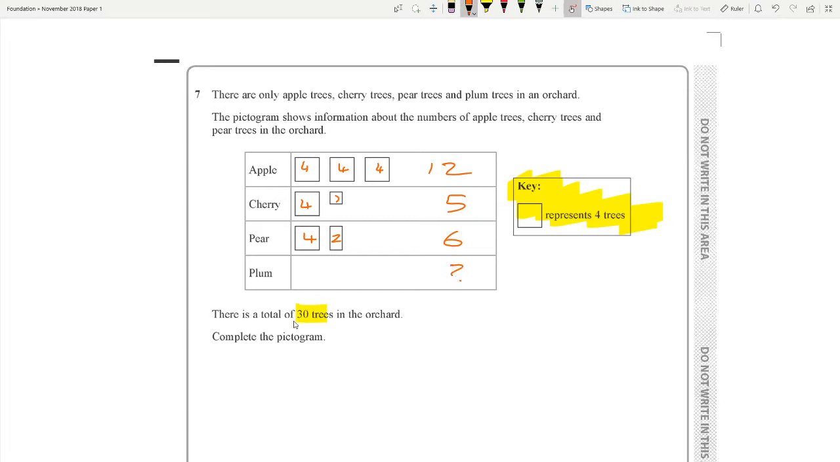Well, look at the question. We're told that in total there's 30 trees, right? So to work out how many plum trees we have, just add these up. So we're going to do 12 add 5 add 6. 12 add 5 is 17. 17 add 6 is 23. So therefore plum tree is going to be 30 take away 23, which is 7. So that's how many plum trees we need to draw. We need to draw 7.